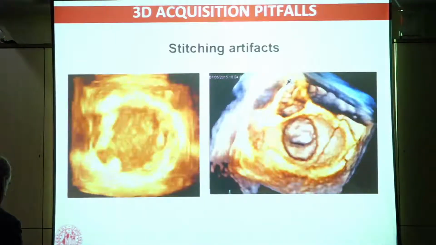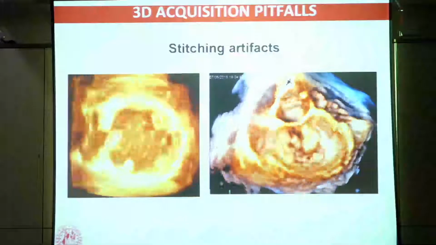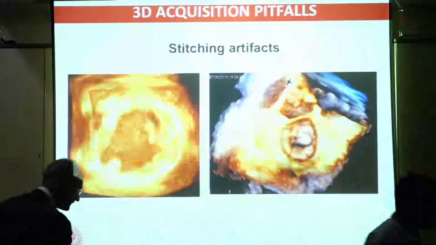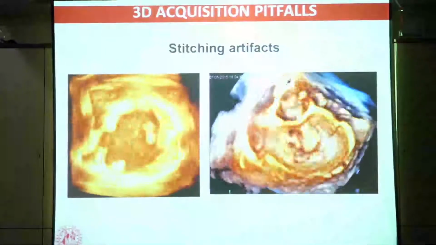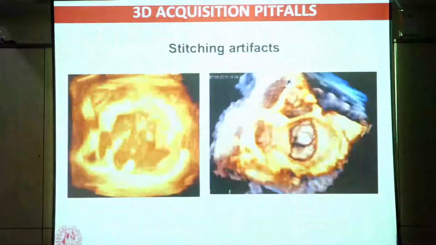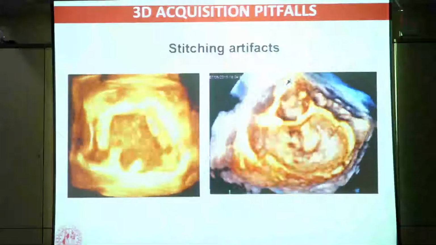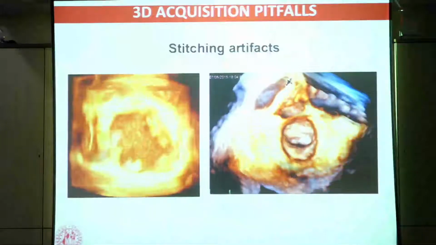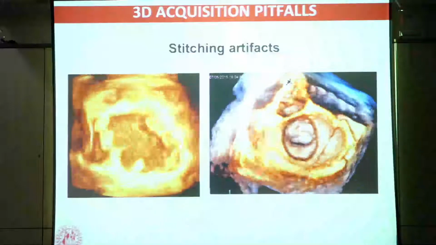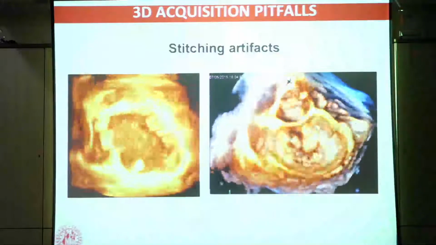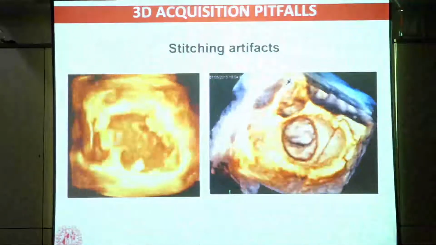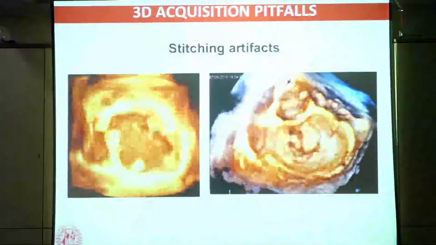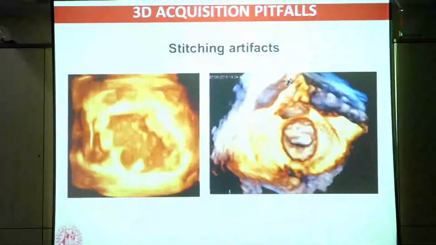So let us see. Okay, this is more effective. So this is our obvious huge stitching artifacts. Because here during this acquisition the patient was breathing. Stitching artifacts occur when there is breathing, when you move the probe during the acquisition, but also, and we discovered that there is another cause of stitching artifacts.